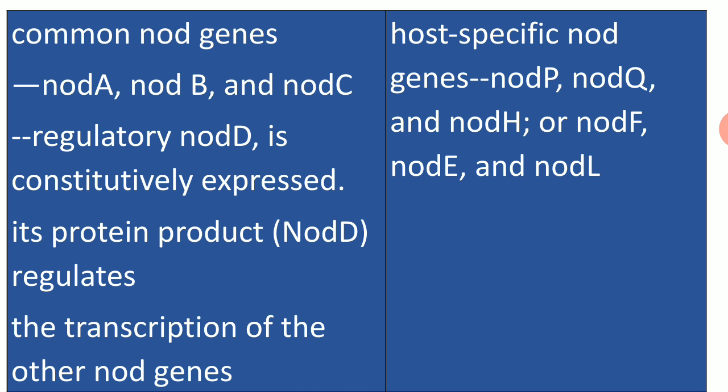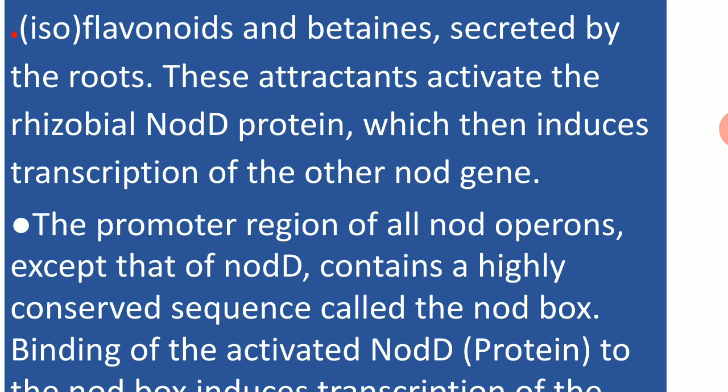The host specific nod genes: nodP, nodQ, nodH, nodF, nodE and nodL. These are the host specific nod genes. NodP, these are just qualitative type. These are not compulsory, but nodA, B, C and D are common to all rhizobia.